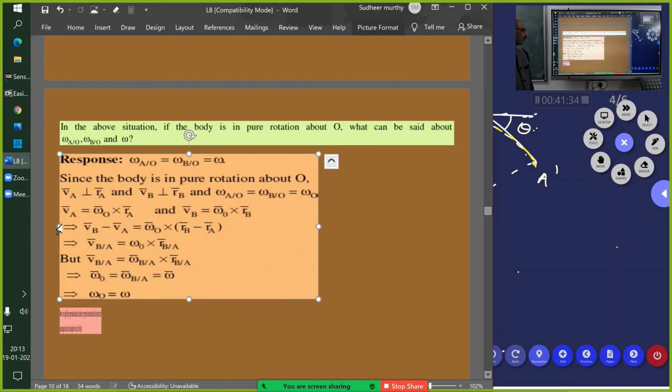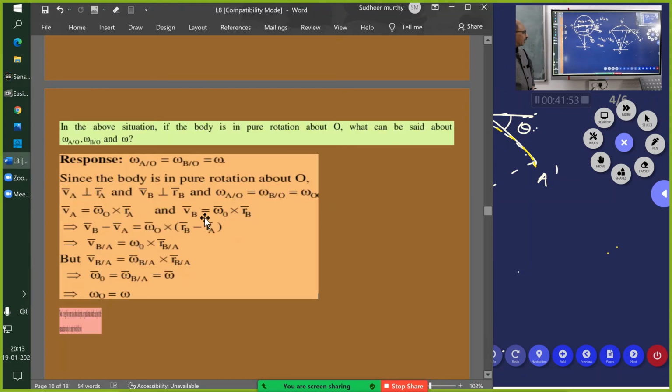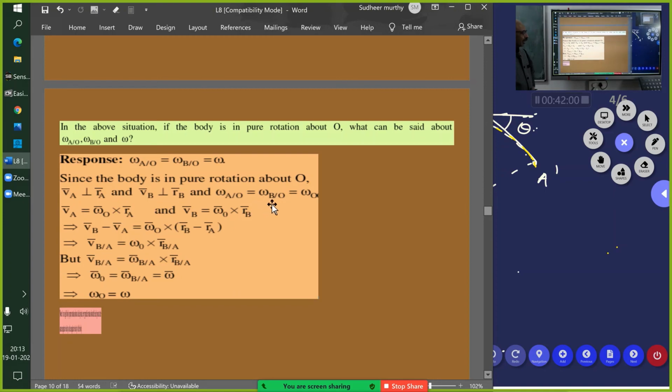So VA is perpendicular to RA. RA means the line drawn from origin to A. And VB is perpendicular to RB. Understand now? So this line is always perpendicular to this. And so therefore VA with respect to O is equal to omega of B with respect to O.